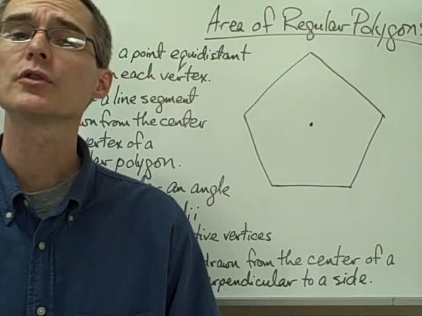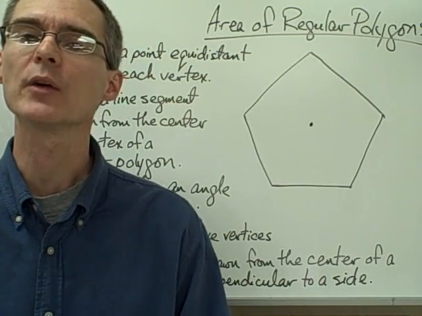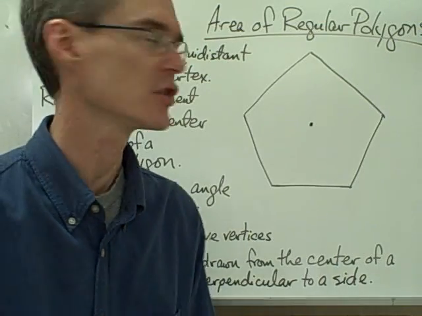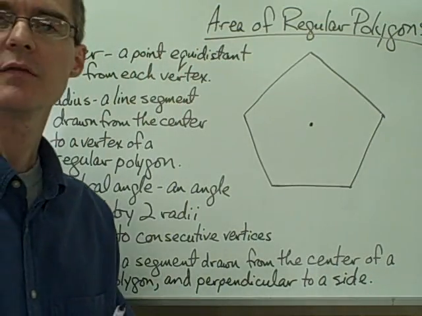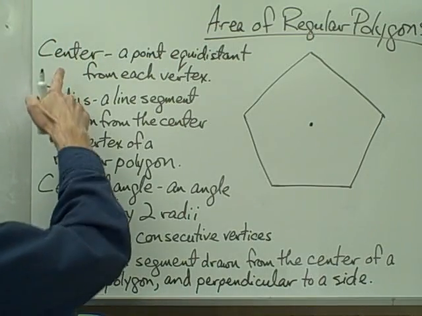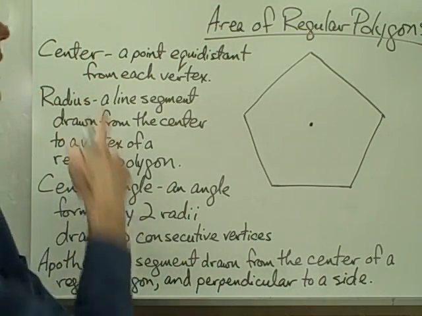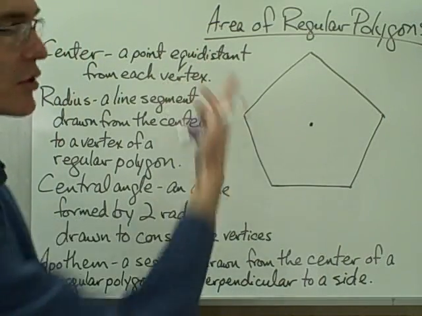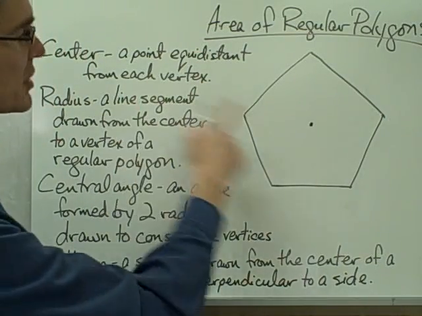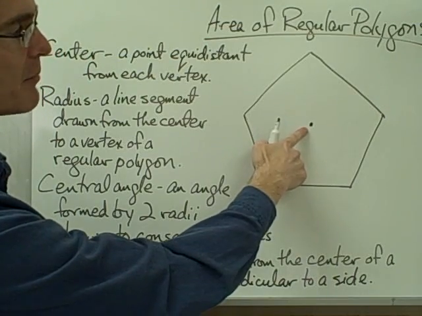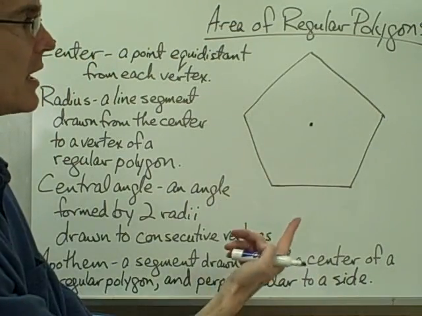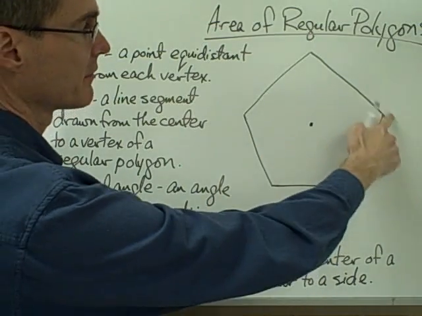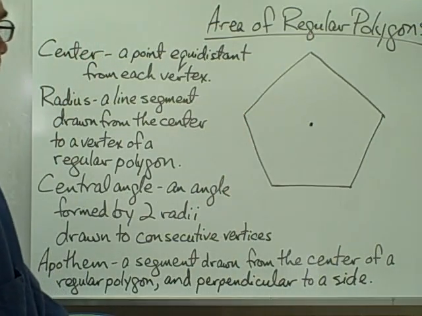Okay, in this video we're going to look at how to find the area of a regular polygon. And we're going to start out by talking about some definitions, some particular parts of regular polygons. So the first thing is the center of a regular polygon is a point equidistant from each vertex. Equidistant just means the same distance from each vertex, and you can see here the center is already marked on this regular polygon. It's a pentagon. It's the same distance from each of the vertices, that's the corner points.